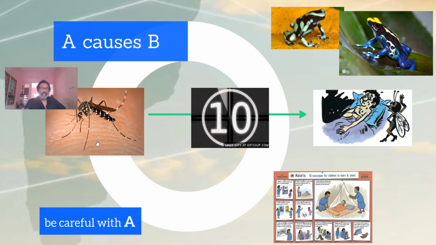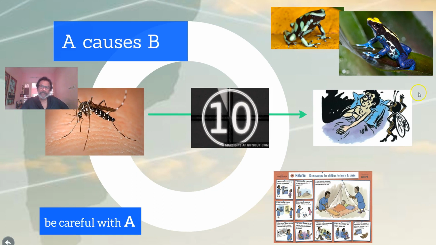Causal relation. Now, in a simplistic manner, a causal relation means that A causes B, right? One factor or one element causes another. One of the easiest things we can all remember is you have a mosquito bite, and after a particular time you get sick, you get malaria, you also get Zika virus, I suppose, at this point of time.